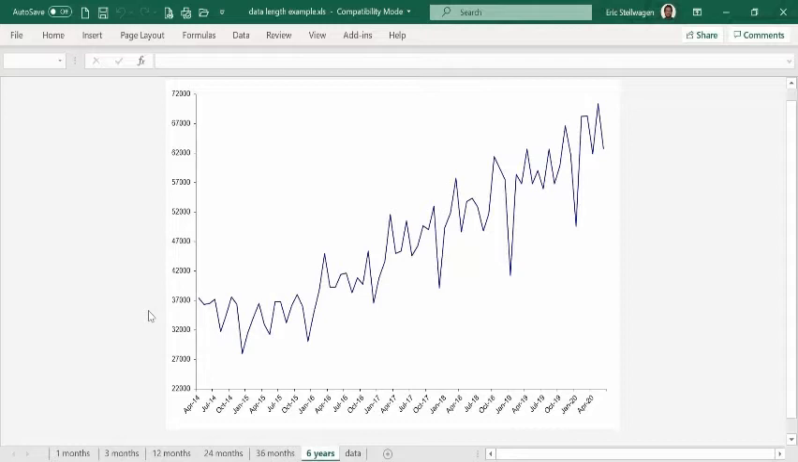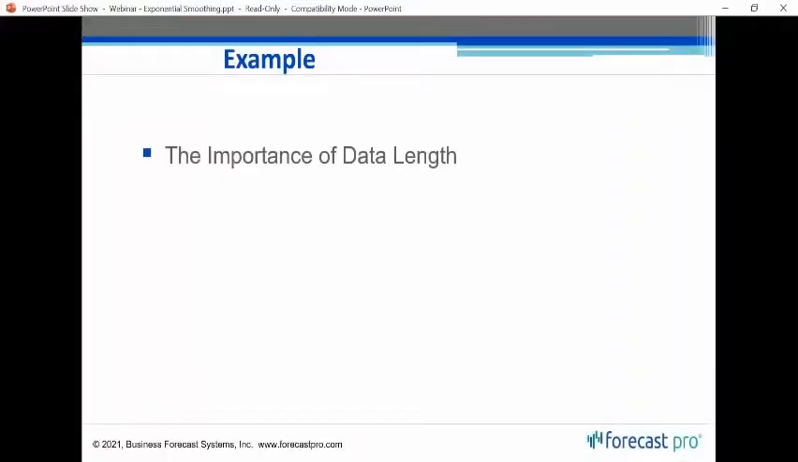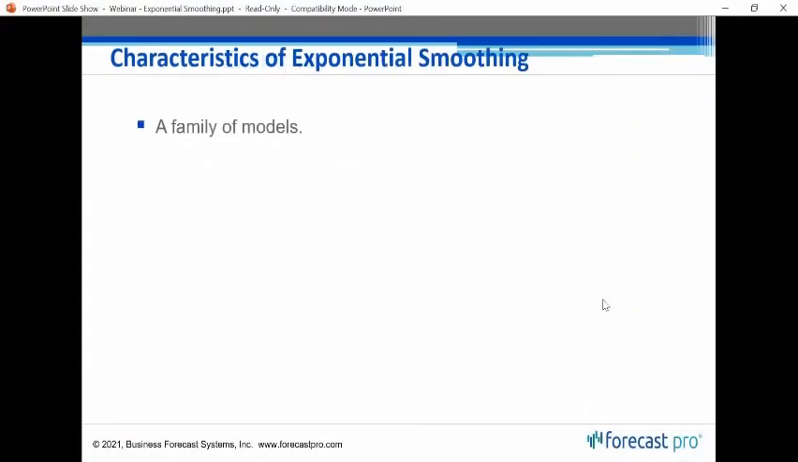It means better forecasts. And the year after that, I'll have 4, and the year after that, I'll have 5, and my forecasts will continue to improve. So let's go back to our slides here and get a little more specific about exponential smoothing.